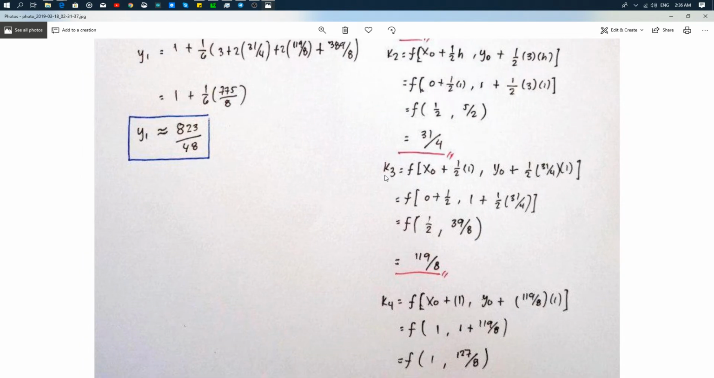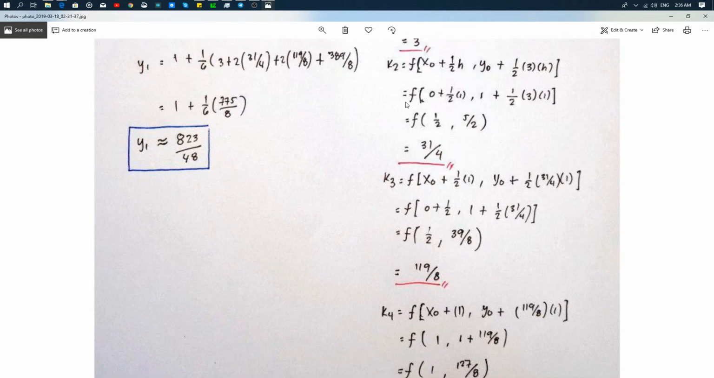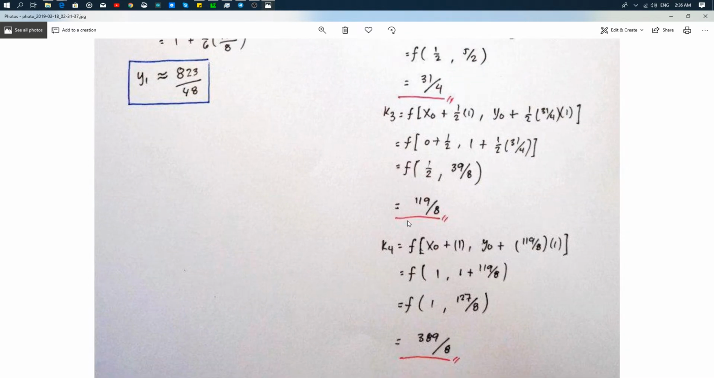Same goes for the k sub 3. We have minor differences between the formulas for k sub 2 and k sub 3, but that's the same step. And for the case of k sub 4, we have a different formula, and substituting the proper values, we'll be getting the answer 389/8.